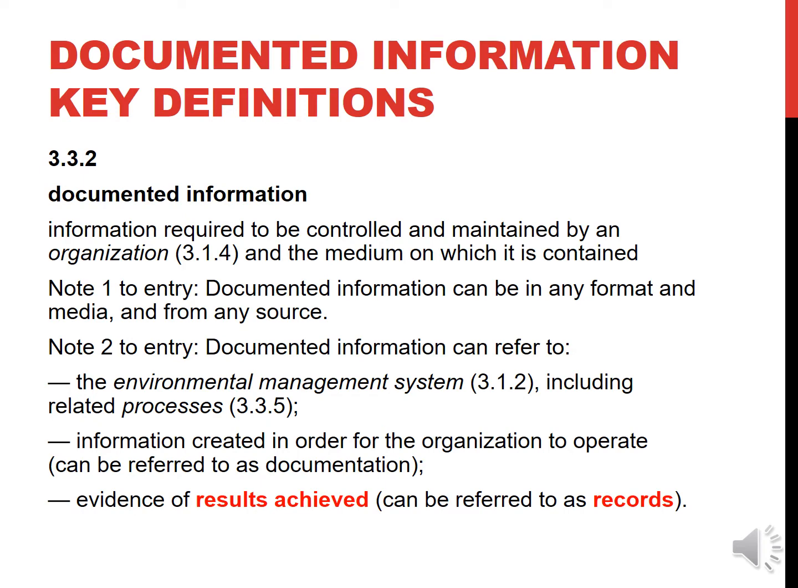Documented information within an EMS can refer to the environmental management system, including the processes. Information created in order for the organization to operate is referred to as documentation. And evidence of results achieved is referred to as records. So as we'll see later in note 2, what's being described here is essentially 3 levels of information that are required by an EMS. These are sort of the minimum levels and minimum types of information that we would find within an EMS.